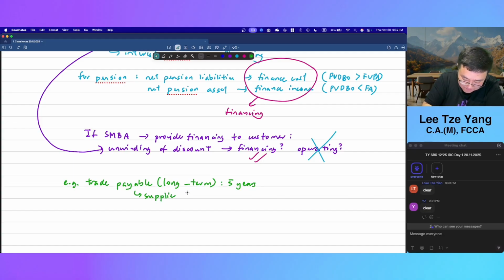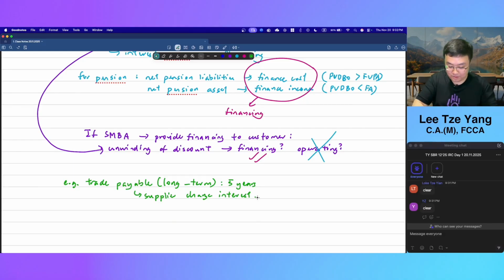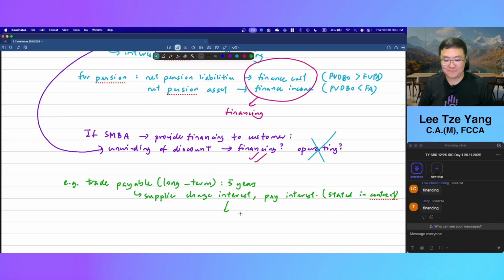Okay, then the supplier charges interest. The supplier charges interest to us, so we need to pay. Okay, the supplier charges interest, so we need to pay interest. Okay, so no issue. Now, in this case, the interest is actually stated in the contract. Okay, so now question. This one, financing or operating? You tell me, financing or operating?